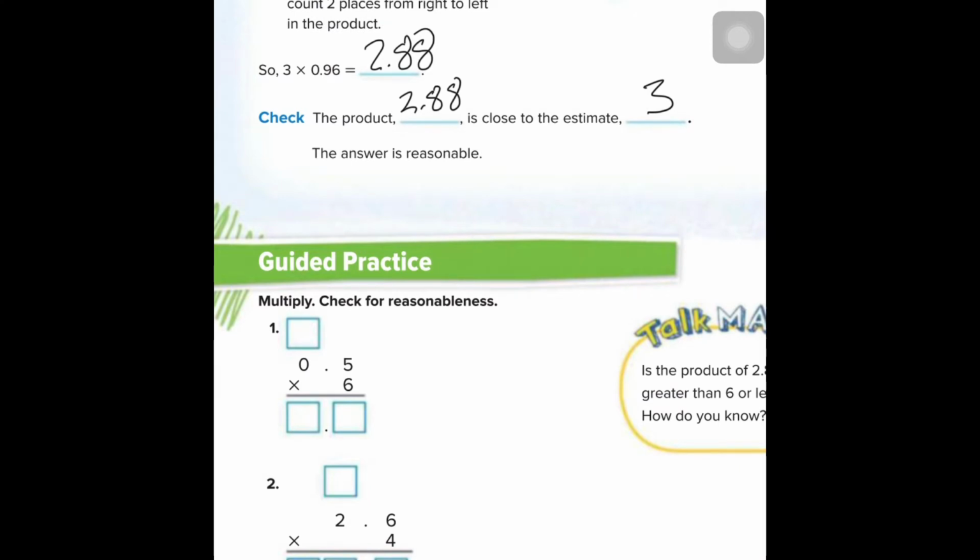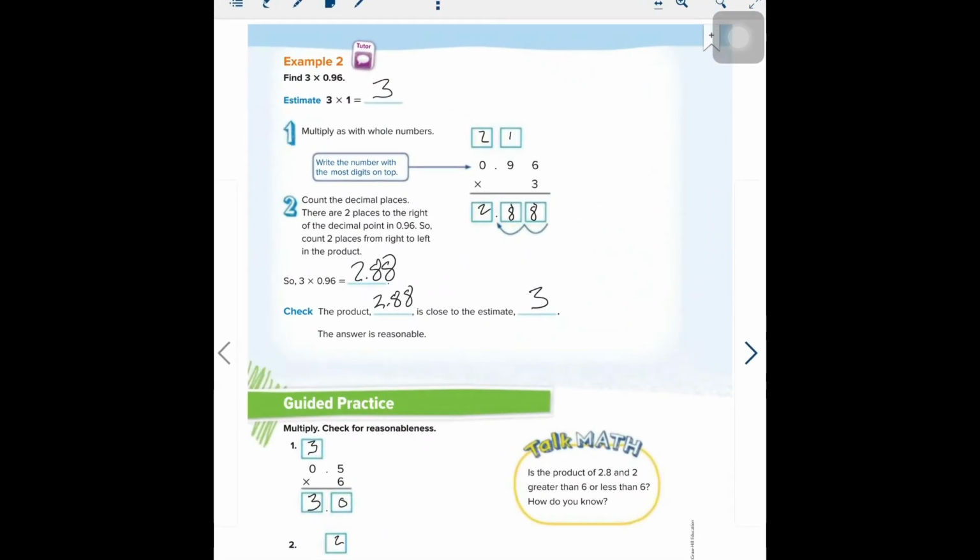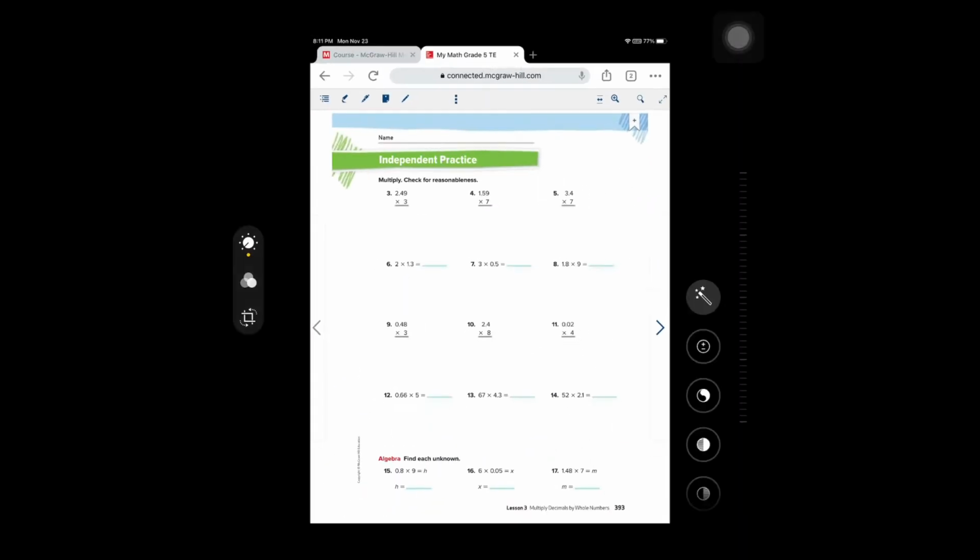Number 1. Multiply, check for reasonableness. 6 times 5 is 30. Drop the 0, bring the 3 up. And then 6 times 0 is 0. Bring the 3 down. Number 2. Let's race. 6 times 4 is 24. 4 times 2 is 8. 9, 10. 10.4. Join me on the next page.